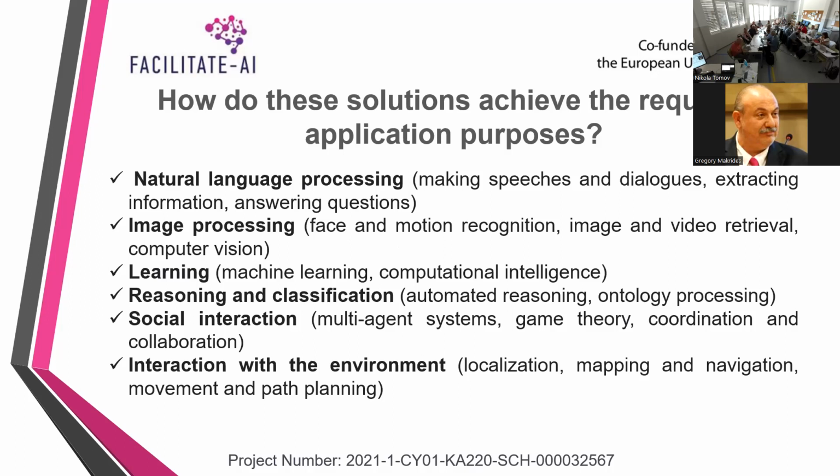Here we just refocus on these different kinds of software. So NLP, natural language processing, image processing, learning, reasoning, and classification. These are all skills that artificial intelligence can do. Social interaction with the environment. Let's think, for example, about mapping, navigation, movement, path planning, and so on.